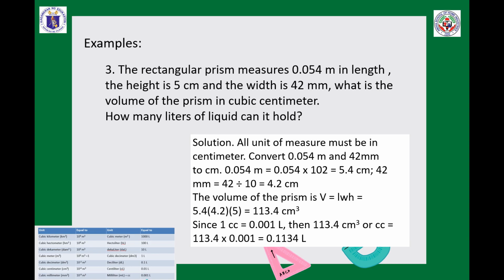Since 1 cubic centimeter is equivalent to 0.001 liters, then 113.4 cubic centimeters is equal to 113.4 times 0.001, which equals 0.1134 liters.